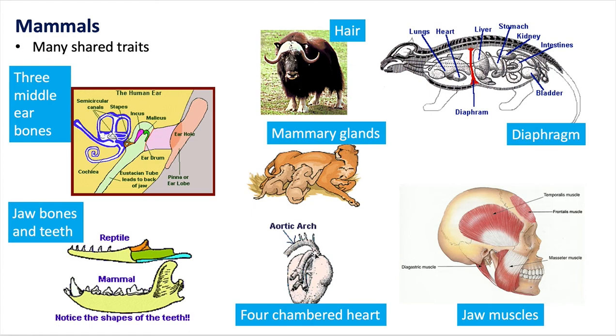But that's not because the four-chambered heart is homologous in birds and mammals. And we have a diaphragm, which is unique to us. And we have some unique jaw muscles, which help us do something that no other animal can do, and that is chew food. And then we have the things we know, hair and mammary glands. And that's it. That's my last slide. Thanks so much.